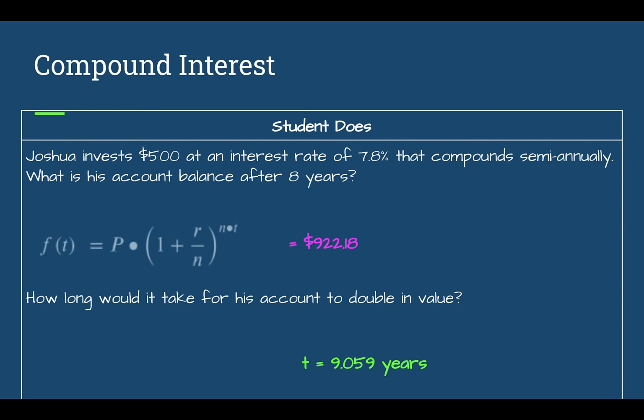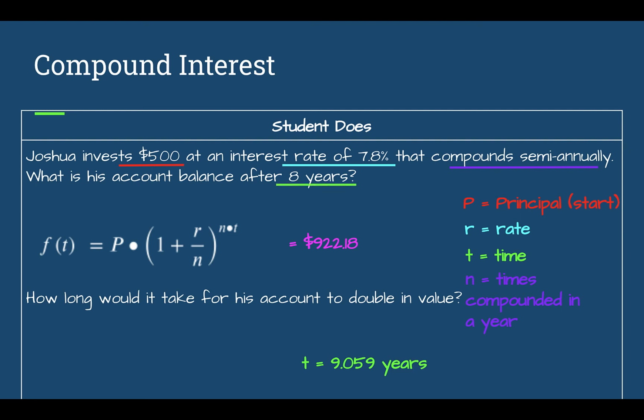Let's check how to get there, starting with our formula, and again what each variable represents. So 500 is where we started, rate 7.8, semi-annual, so n should be equal to 2, and for 8 years. Plug those all in. Make sure your rate for 7.8% is 0.078. You still would need to change that to a decimal by moving the decimal point twice or dividing it by 100. Just because there's a decimal point in the percentage does not make it a decimal. Plugging all those values in, you should have got 922.18.